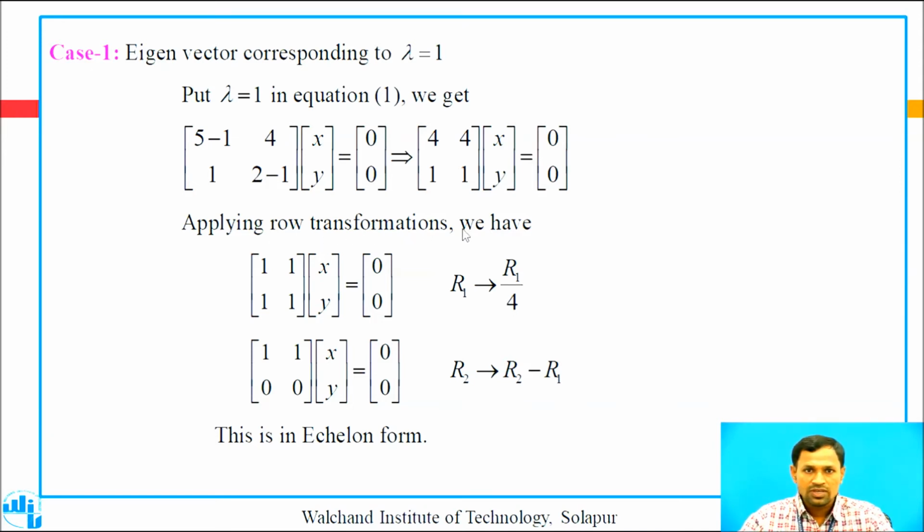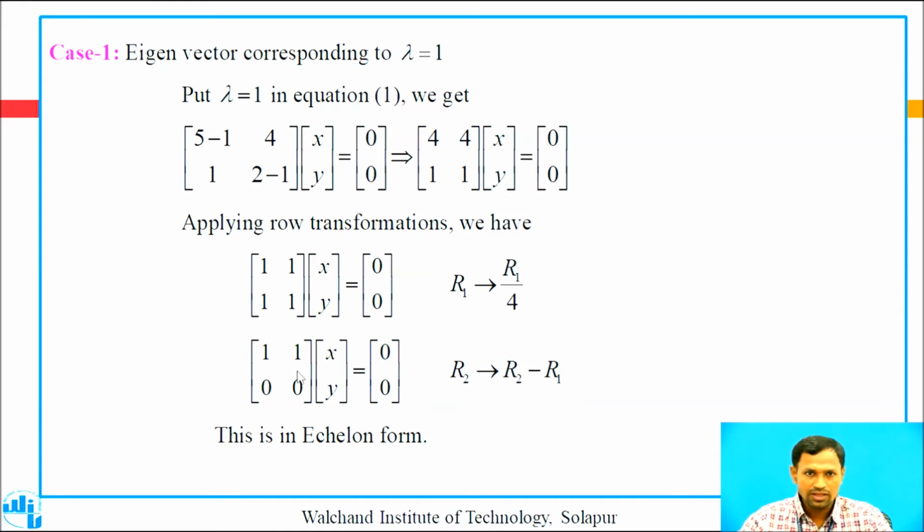Apply row transformations. We have R1 implies R1 by 4. This becomes, the first row is 1 1, second row is 1 1, into column matrix x y equal to column matrix 0 0. So to zero out this element, we use R2 implies R2 minus R1, that is 1 minus 1 is 0, again 1 minus 1 is 0, into x y equal to 0 0.